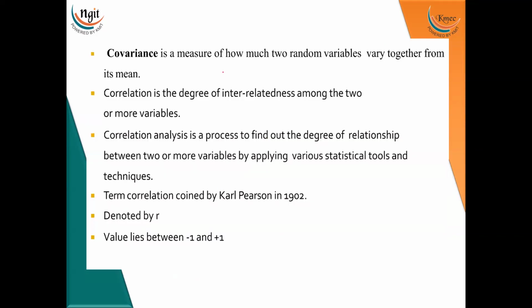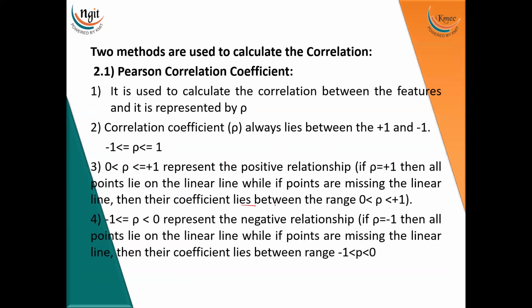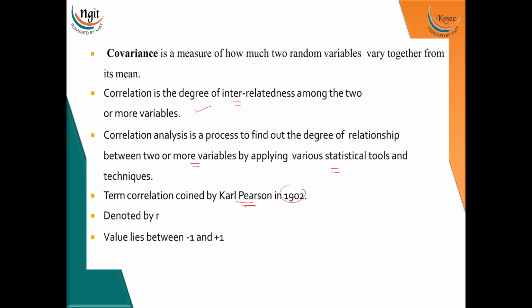So covariance is a measure of how two random variables vary together. Correlation is the degree of interrelatedness among two or more variables. And this correlation analysis is the process to find out the degree of relationship between two or more variables by applying various statistical tools and techniques. This correlation was coined by Karl Pearson in the year 1902, and it is denoted by r. And this value always lies between minus 1 and plus 1.